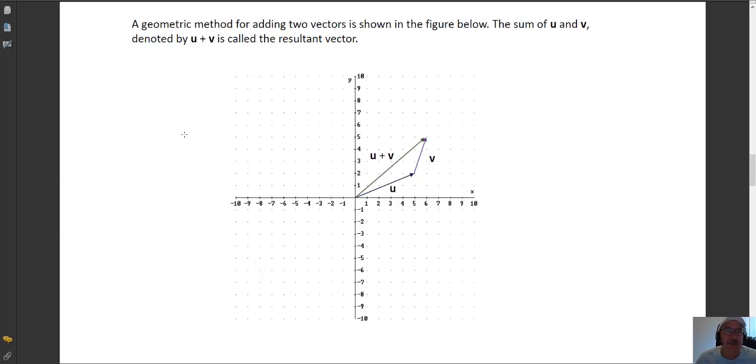All right, now where do you use this in real life, Young? Well, this is called the resultant vector here. A geometric method for adding two vectors is shown below here. So what I want to do to illustrate this is I'm going to take this vector u, which it looks like here would be, let's say it's 5i plus 2j.